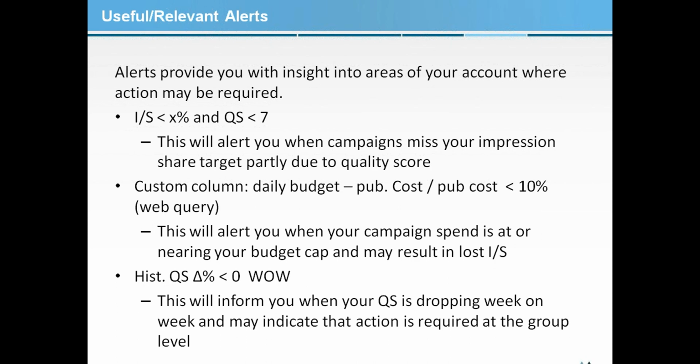We've put together a few recommended alerts that you may find useful in your accounts. So we're just going to run through a few of these quickly. The first one is a custom alert for when impression share is performing below your impression share target and the quality score is below a default value. In this case, we've selected 7. This will notify you when your campaigns are missing your impression share target, partly due to your quality score.